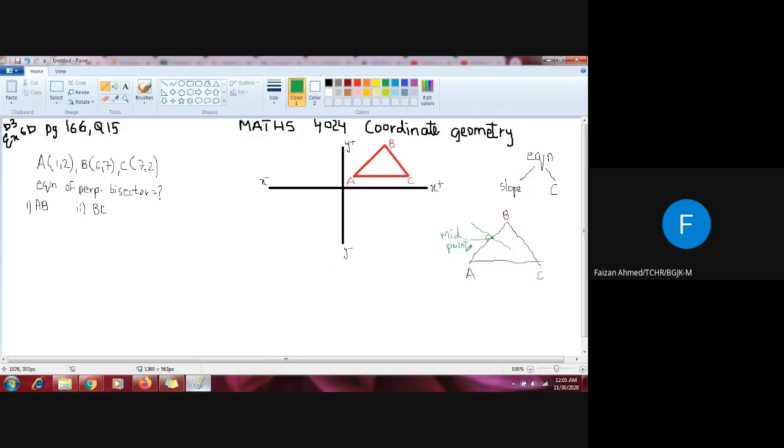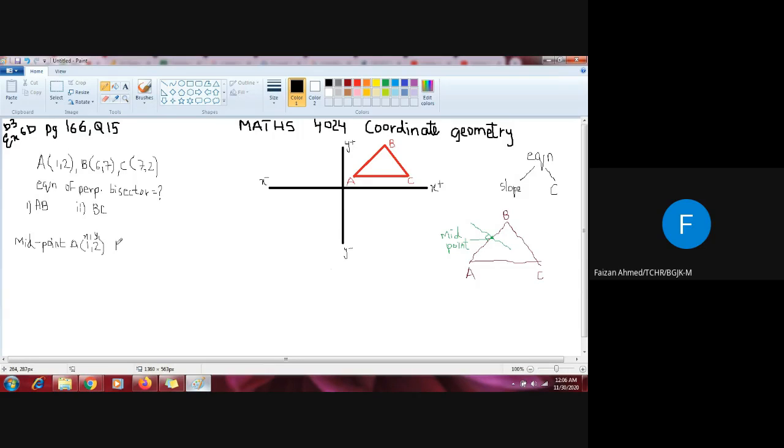So I have to find two things first. The first thing is the midpoint. So I will first calculate the midpoint, and I know that I have a formula for that. I have to find the midpoint of AB. Since A is the first point, I will mark its coordinates as x1 and y1. So this is my x1 and this is my y1.